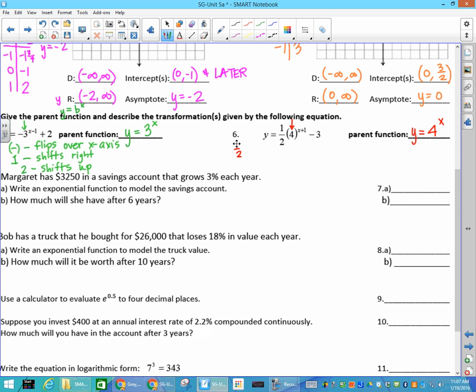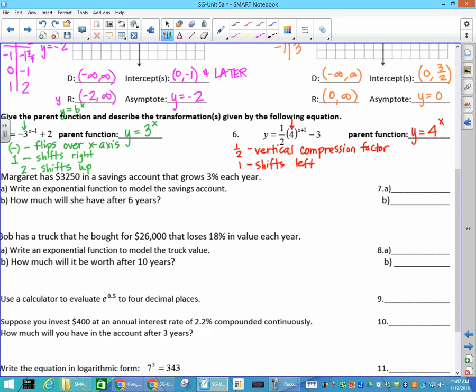So the 1/2, okay, it's important that you tell me it is outside, it affects the y, so it's a vertical, and it's less than 1, so it's not a stretch, it's what we call a compression. So it's your vertical compression factor. Then we have a 1, and that 1 is with the exponent, so it affects the x, and it does the opposite of what it looks like. So it looks like it would go to the right, but in essence it moves to the left. So this shifts left.